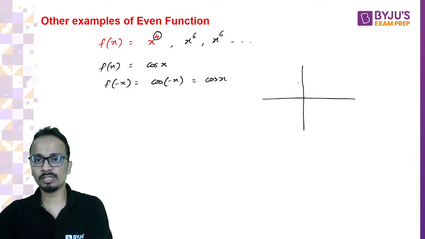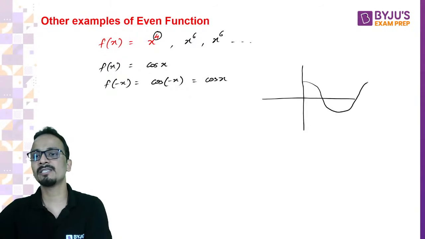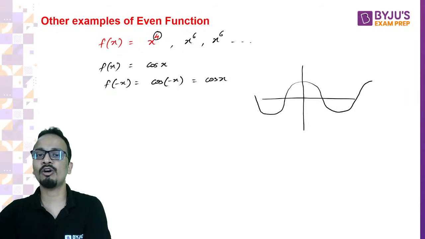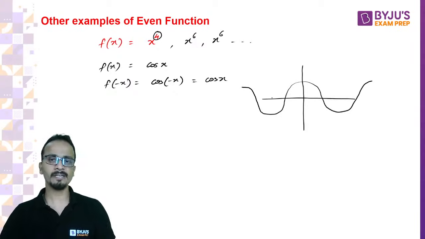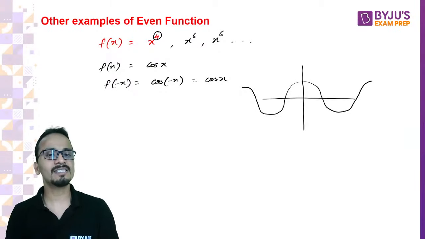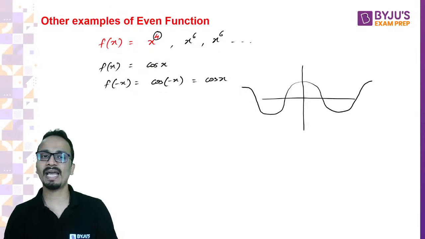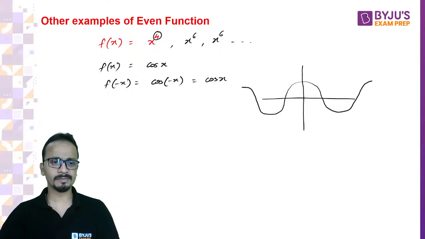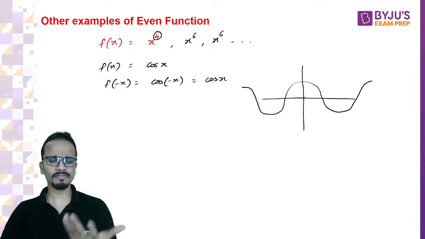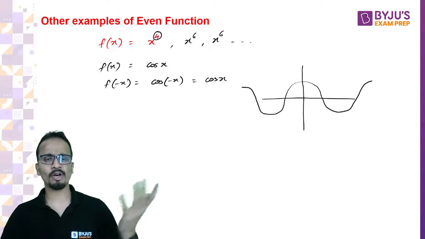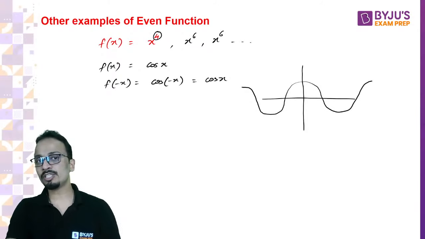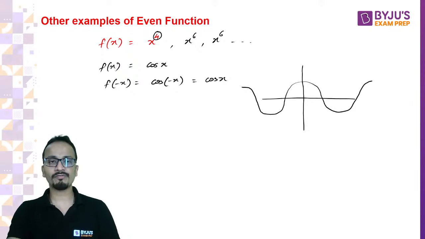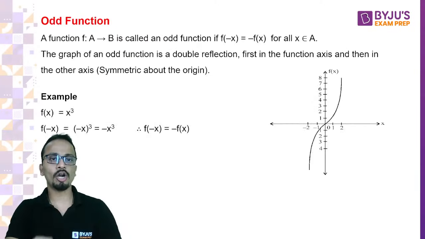Now the graph of cos x on the right hand side is something like this. Okay. And on the left hand side, it is again the replica of whatever we have seen on the right hand side. And you can see that this is completely symmetric about y-axis. So this is also an even function. All right. So you can write a lot of examples of even functions on your own. Okay. Now let's move our focus to the next type of function based on symmetry, the odd function.